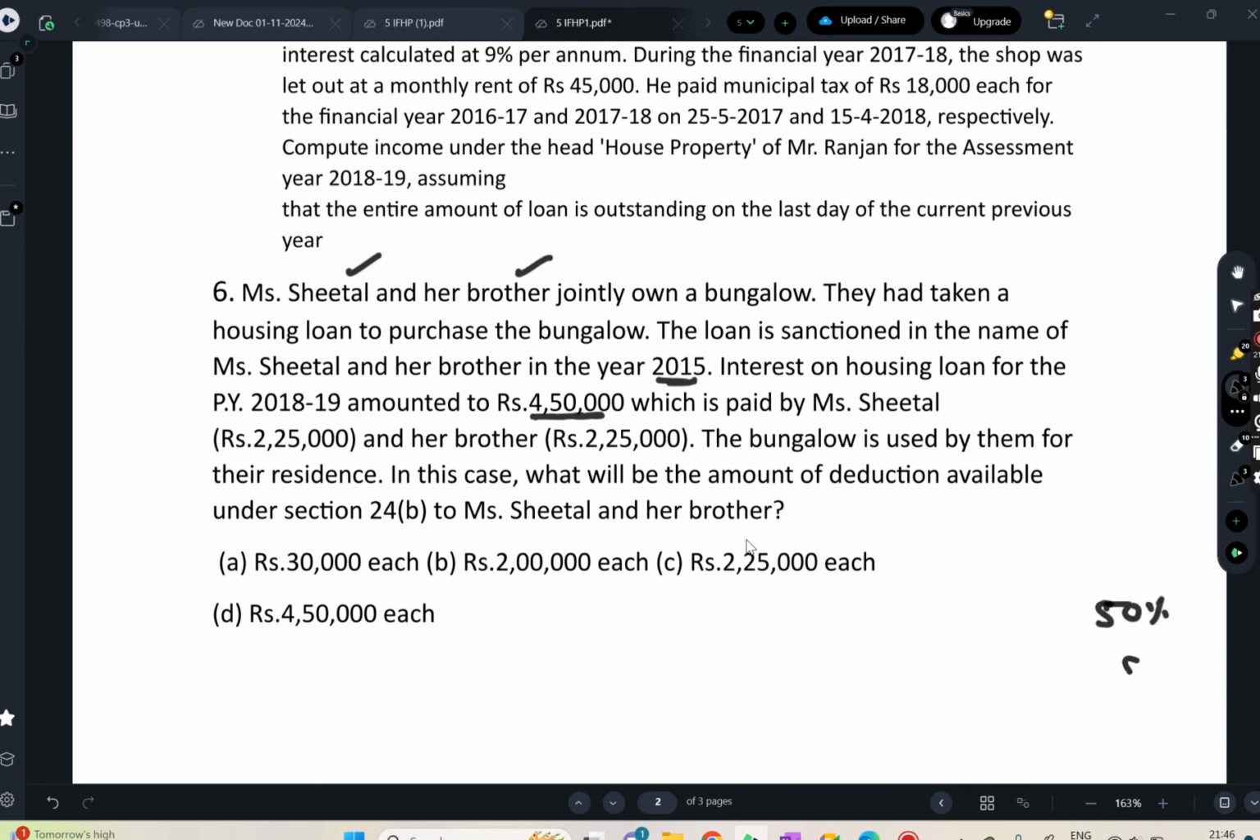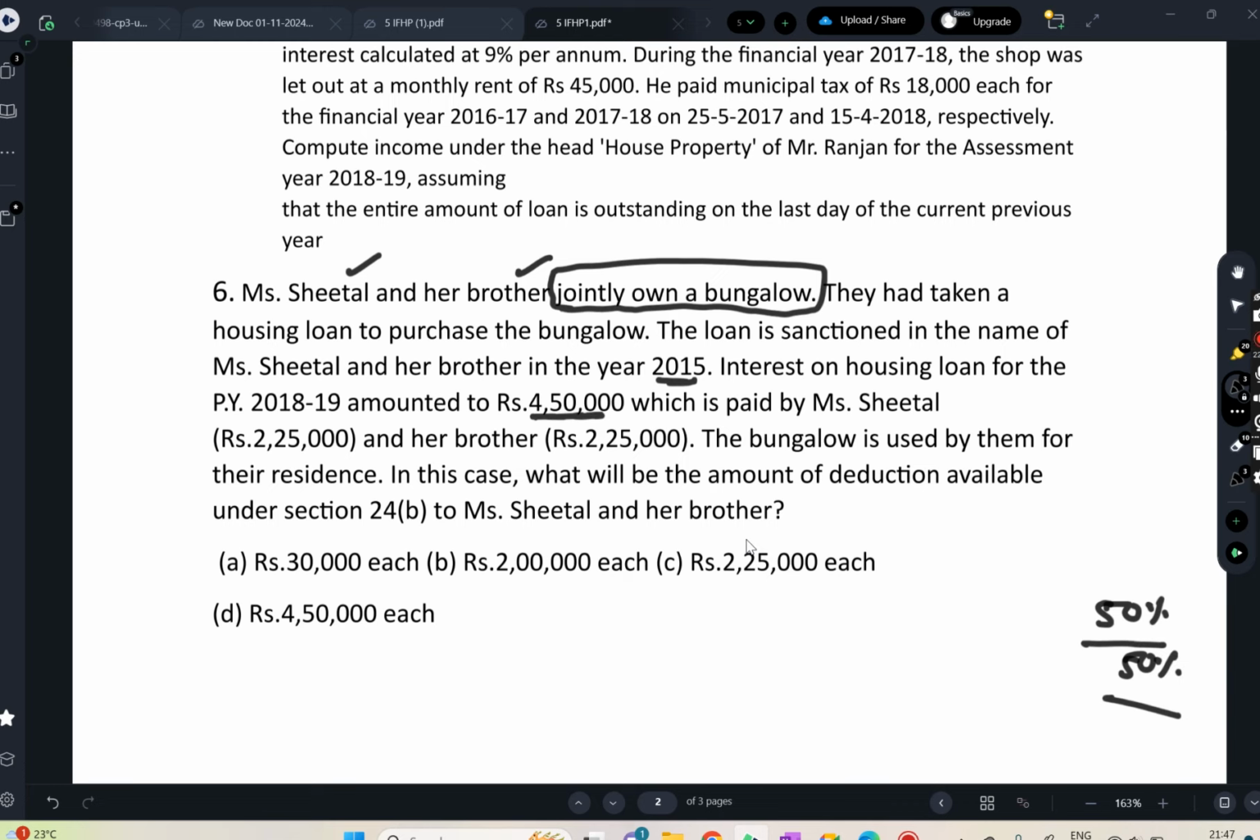They are sharing 50%. Probably their share is 50% only. If you see, they jointly own a bungalow. That means it is nothing but co-ownership. We already discussed shares ascertainable or not. First check that. Yes, by this we can find out their shares are ascertainable because they are sharing the obligation equally, because they are paying the interest equally.